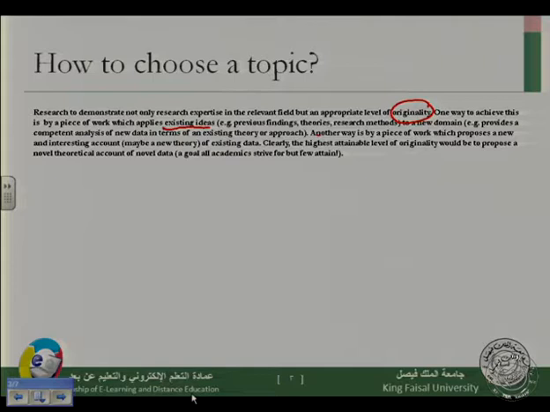Another way here is number 2. It's number 1. Another way is by a piece of work which proposes a new, novel theoretical account of novel data, a goal all academics strive for but few attain. What does that mean? This is harder than before. Another way is trying to find something novel, something very, very new. No one researched that before, and you want to have this groundbreaking topic to attain or to find new data and new findings. This is viable and doable, but you need to find that novel or new topic.